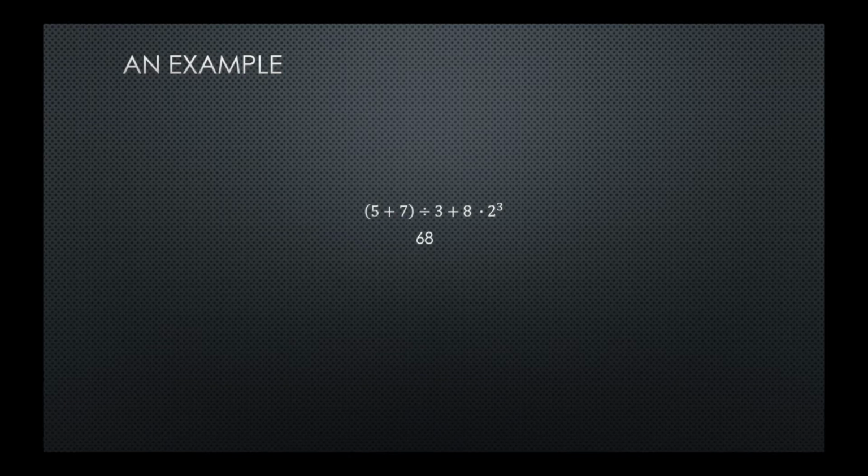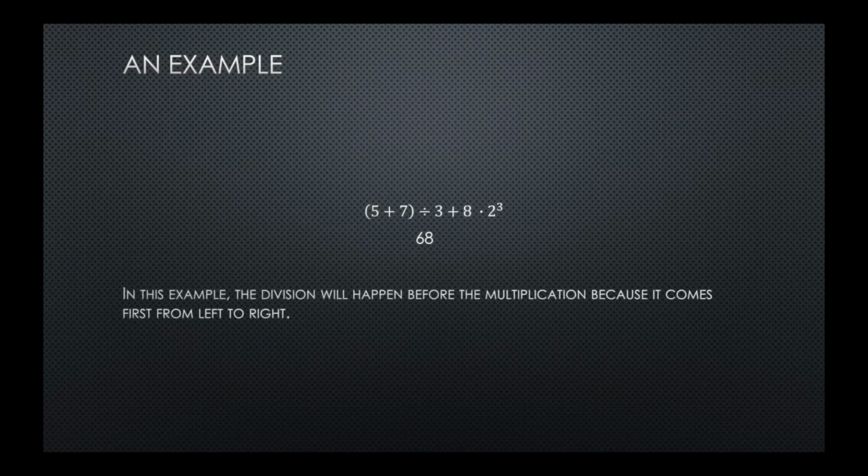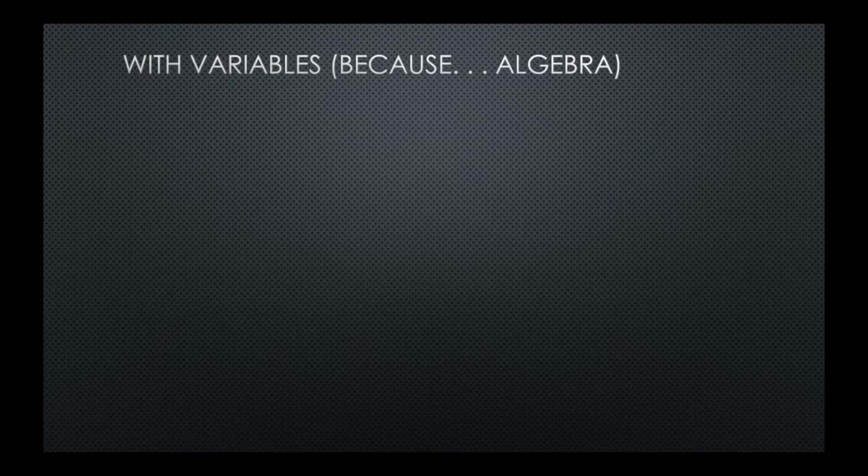Now since we're in algebra, let's take a look at using this with variables. In this example, we're going to say that x is equal to 2 and y is equal to 3. So we have x times, in parentheses, 3 plus y, minus, in parentheses, 3 plus y, times 3 squared. Replacing the values in, from left to right, this would then read 2 times (3 plus 3) minus (3 plus 3) times 3 squared.